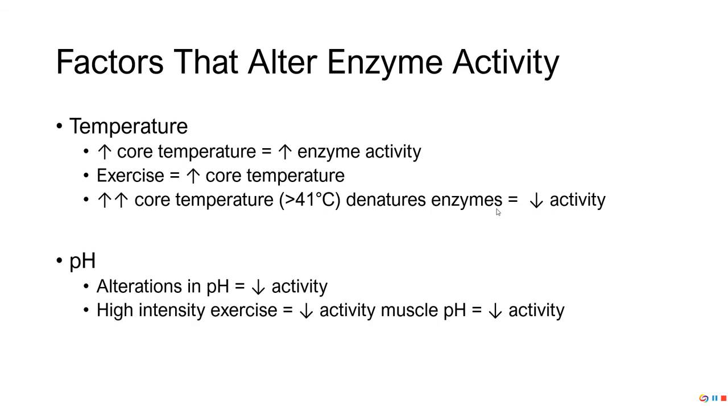Okay, and then the other thing is pH. And remember, pH is just a measure of acidity or a measure of hydrogen ion concentration. So as we change pH, we also will decrease the activity of these enzymes. So again, going back to exercise causes us to become acidic. Okay, and that acidity reduces or lowers the enzyme activity, and there are consequences with that.